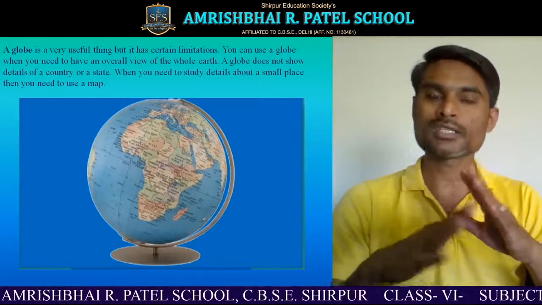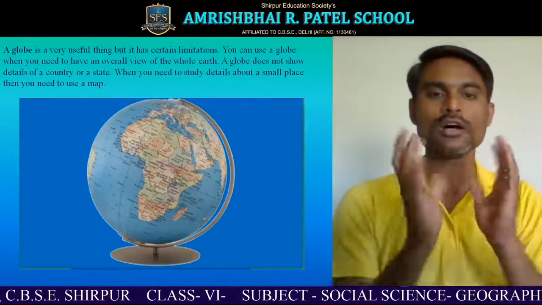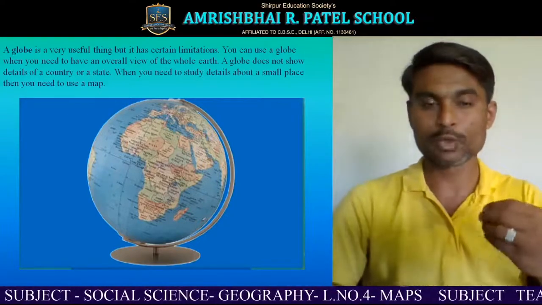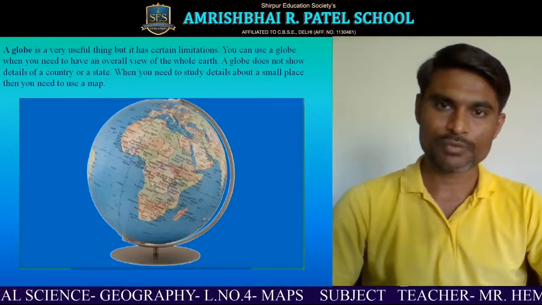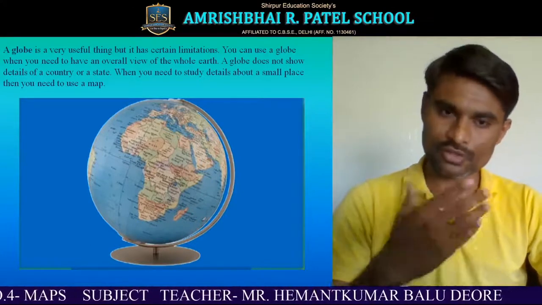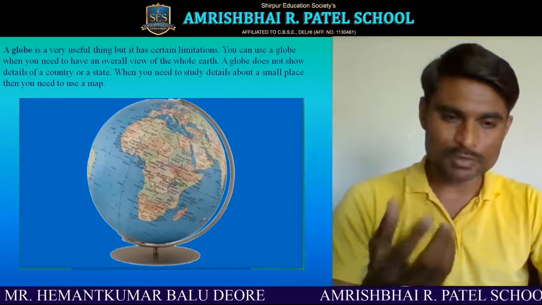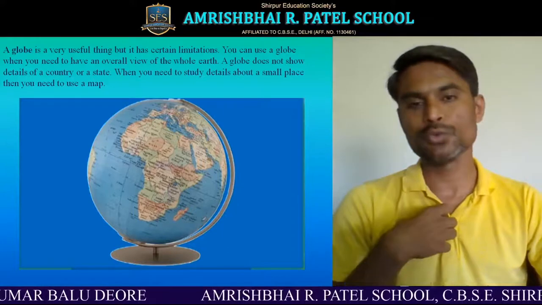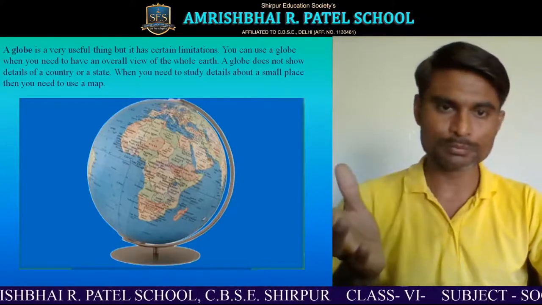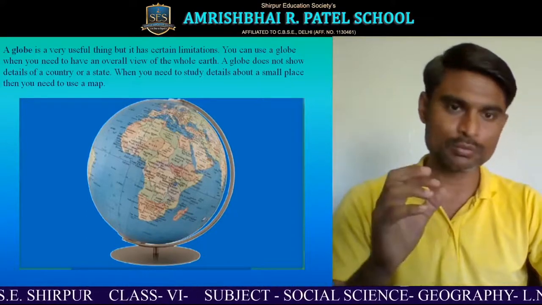So globe does not show details of a country or a state. Means the overall whole earth can be seen, the globe can be used for that. But globe does not show details of a country or a state. When we need to study details about a small place, then we need to use a map. So there is a difference between map and a globe. All right, so we have seen what is globe and the limitations of the globe.